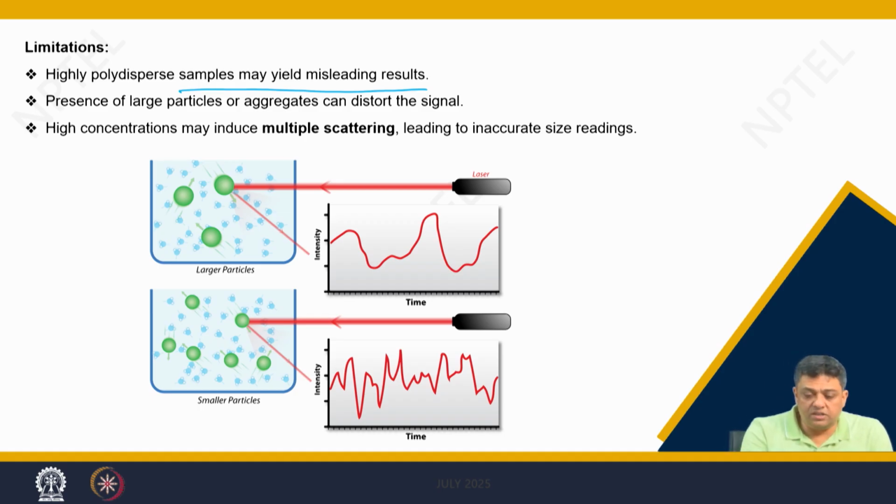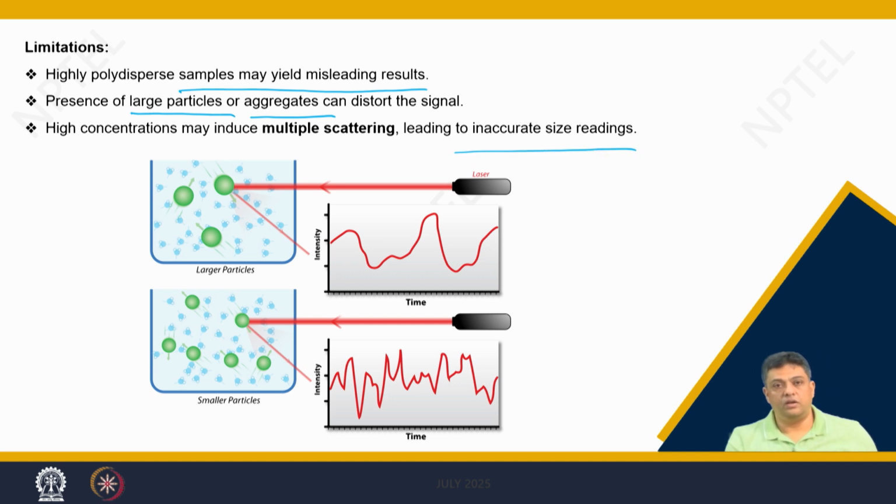Presence of larger size particles or aggregates can obviously distort the signal, while high concentration may include multiple scattering, leading to inaccurate size readings. So, you have to optimize the concentration at which you will get the best data. You have to ensure that polydispersity is controlled, and you must ensure that the suspensions are not aggregating.